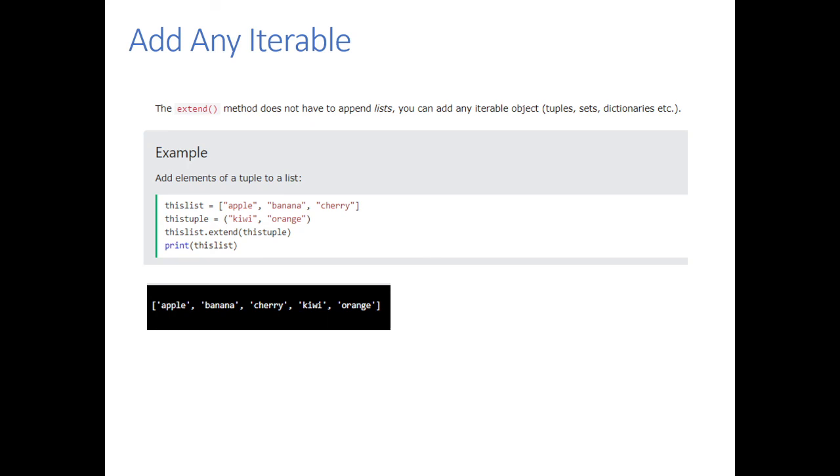Add any iterable. The extend method does not have to be a list, so you can add any iterable object: tuple, set, dictionary, etc. For example, add elements of a tuple to a list. We have a list and then we have a tuple. This tuple is equal to kiwi, orange. So this list dot extend this tuple, we can do that. And the contents of the tuple will be added to the list. In this case, we have added kiwi and orange here.